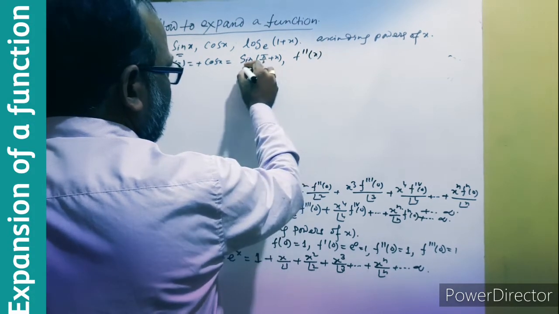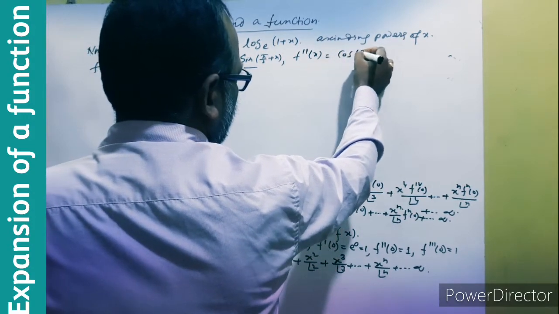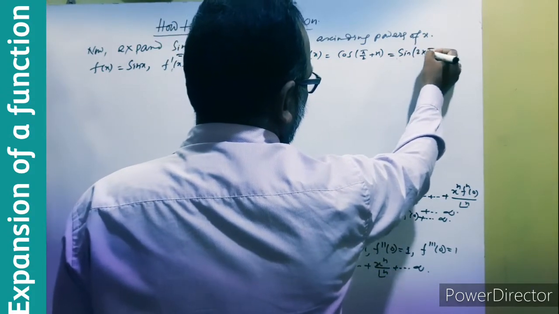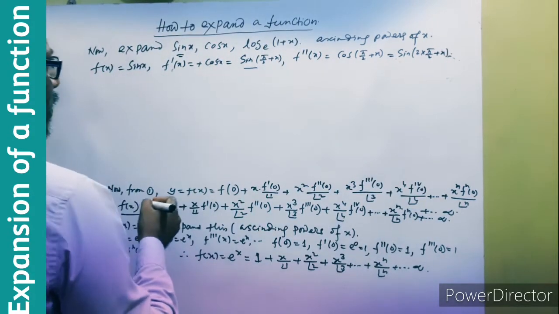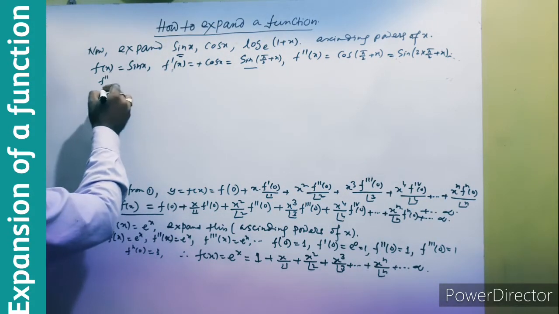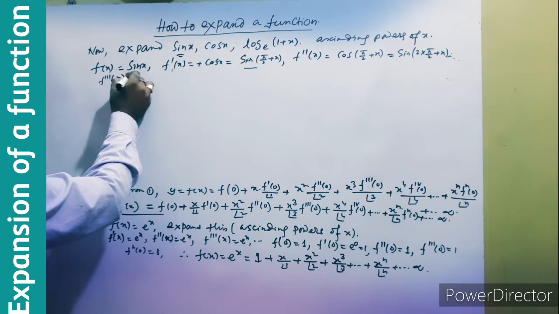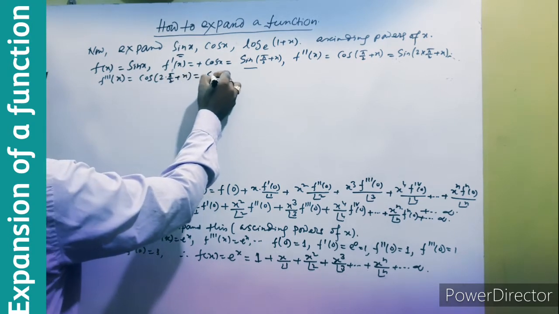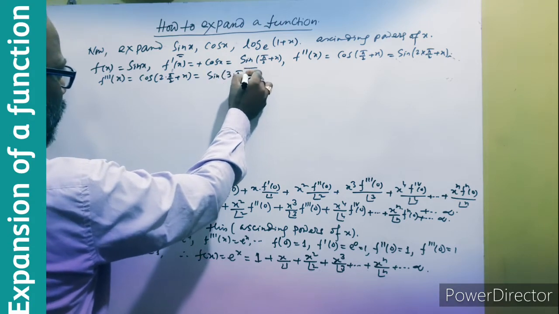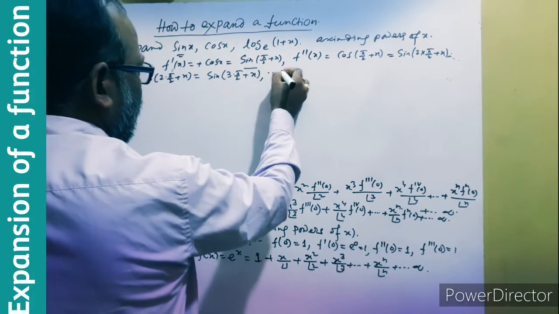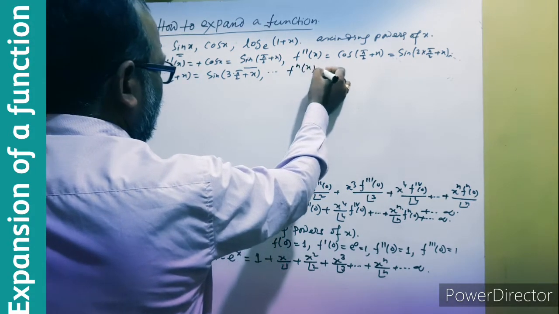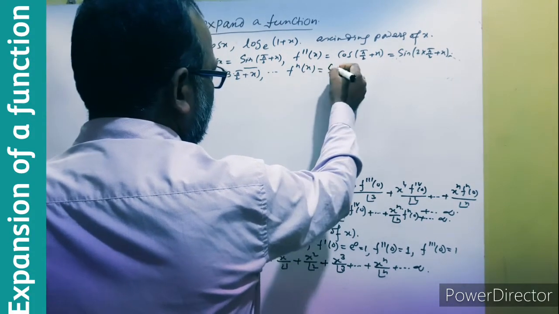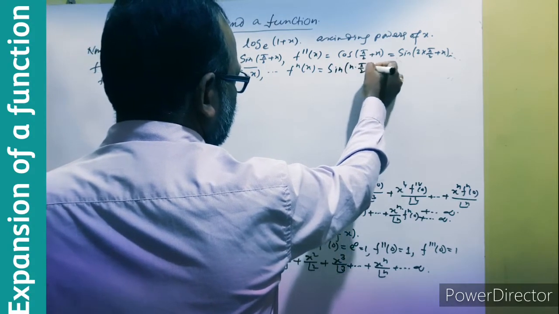f double dash x, the derivative of cos x, is also cos of pi by 2 plus x, and pi by 2 plus x can be expressed as 2 times pi by 2 plus x. Again differentiate, the third order derivative is actually cos of 2 times pi by 2 plus x, and it can be expressed as 3 times pi by 2 plus x. Okay, from that, after the nth order successive derivative, see third order, we get 3 here. After the nth order, this is n multiples of pi by 2 plus x.